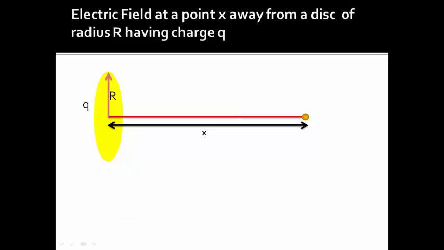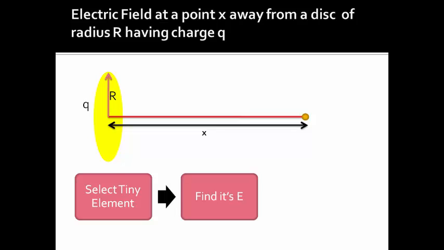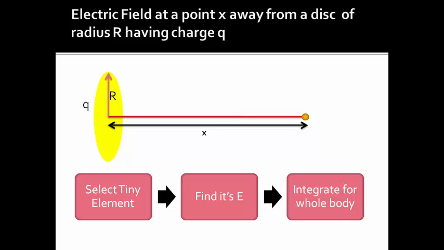There are three simple steps to solve bodies of continuous charge distribution. The first step being select a tiny element. So on any given object, select one tiny element, find electric field due to only that element, and then integrate for the whole body. Depending on the shape and size of the body, the limits for integration will vary.